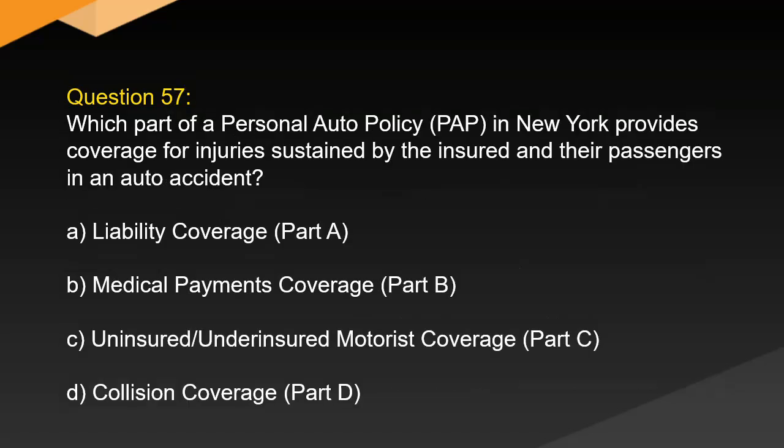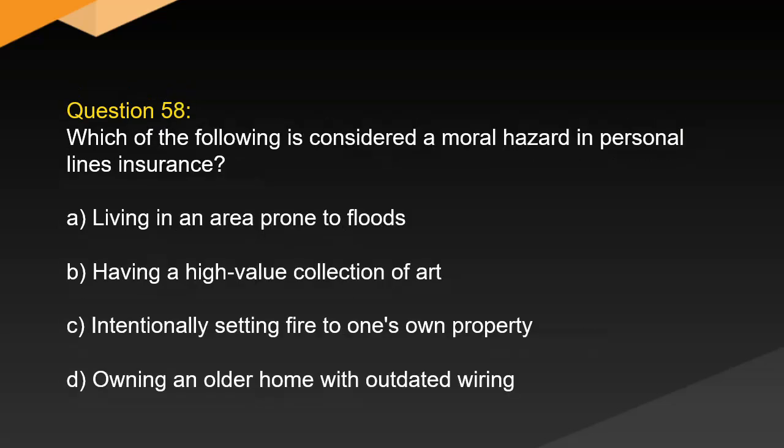Question 57. Which part of a personal auto policy, PAP, in New York provides coverage for injuries sustained by the insured and their passengers in an auto accident? A. Liability coverage, Part A. B. Medical payments coverage, Part B. C. Uninsured underinsured motorist coverage, Part C. D. Collision coverage, Part D. Question 58. Which of the following is considered a moral hazard in personal lines insurance?